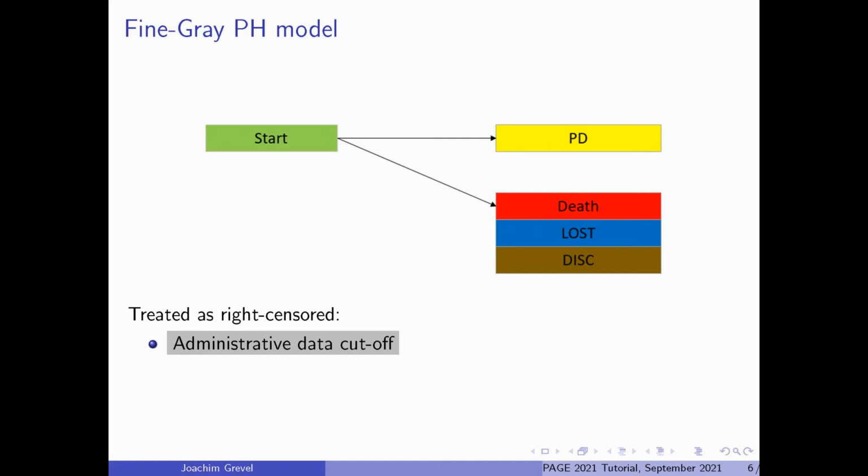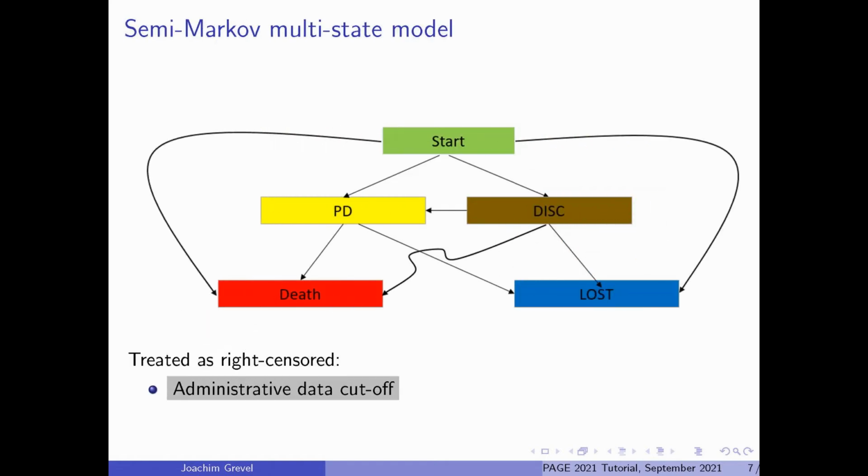Here the cartoon for the Fine-Gray proportional hazard model. We see that the method is improved to the degree that right censoring is really only using the administrative data cutoff, and that we have an event of interest, in the current slide here, progressive disease, and we have a competing event. In this case, it's a mixed bag of either absorbing states or transient state, which is a problem for this type of analysis.